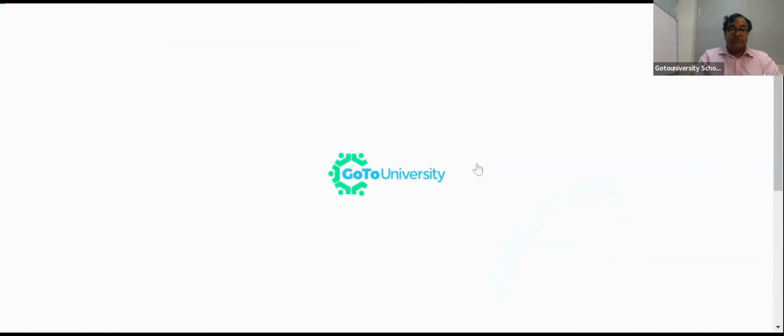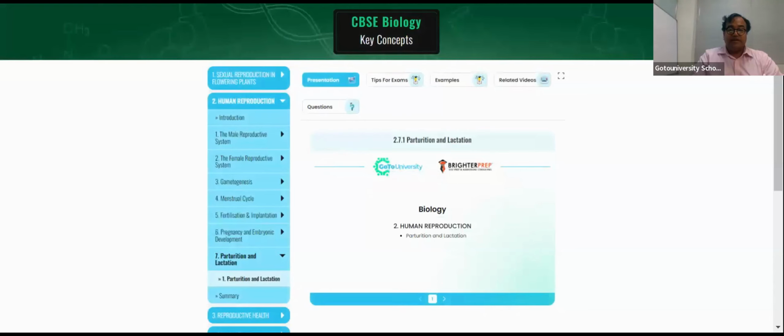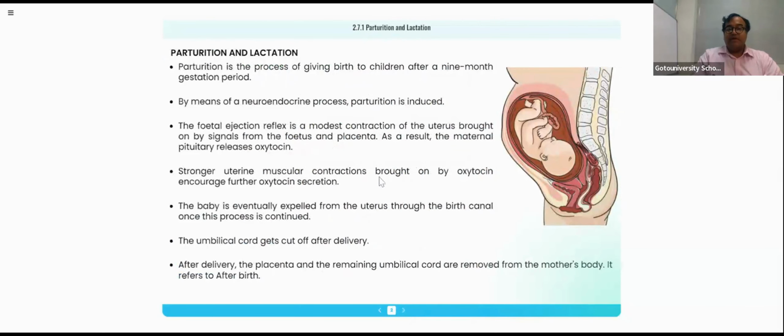Now we are entering into the next important segment in the parturition and lactation. How the parturition is happening. So here giving birth to the child after the 9th month is okay. Instead of saying like this, I can say at the end of the 3rd trimester. Instead of saying 9 months, I can say end of the 3rd trimester. Okay.